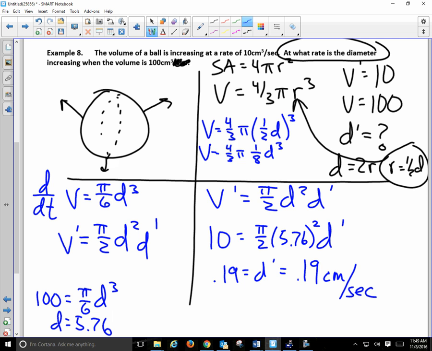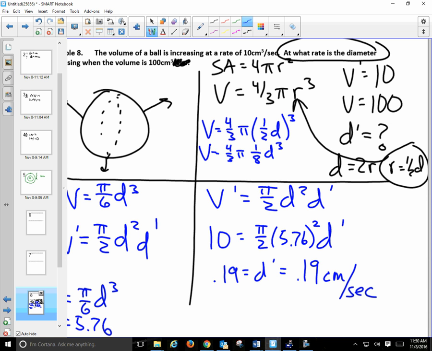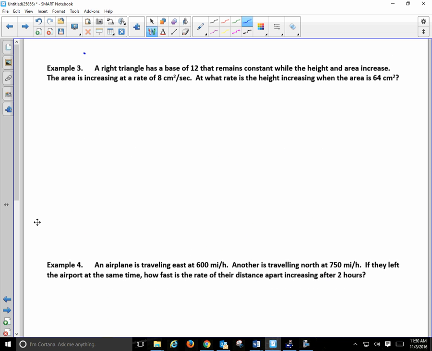So this one was unique in that we had to solve for another variable because we weren't going to come up with d prime. So therefore we had to insert diameter. Okay, one more example. Move back to problem number 3.